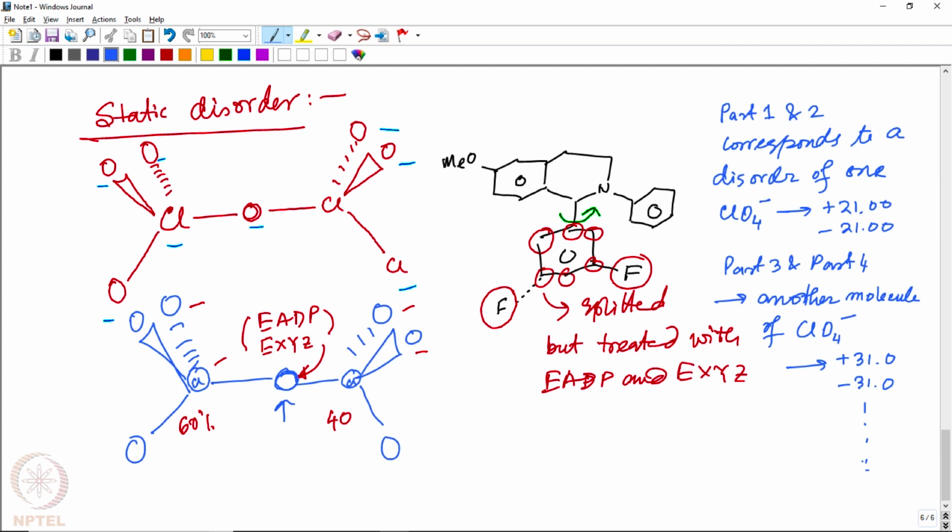Of course, by doing all these, it may so happen that the number of refinable parameters may increase so much that your data may not support that refinement efficiently, and as a result the R factor may increase. It may so happen the refinements may not converge, and one has to then take a decision up to what point one should actually keep on doing this refinement.